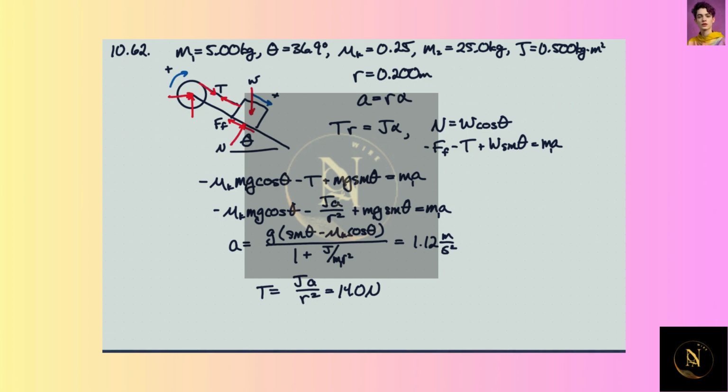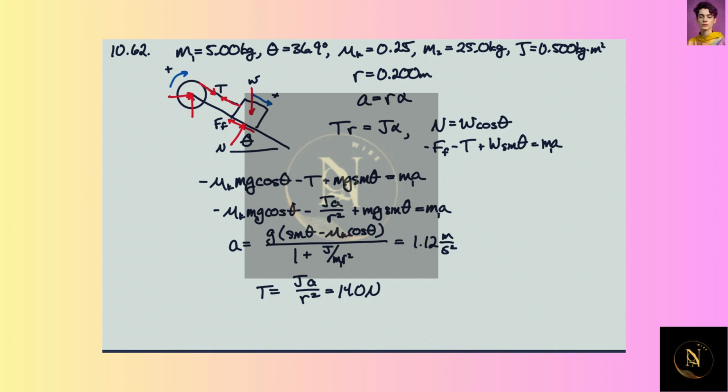Now we have this system where we have a block sliding down this incline. The incline is at 36.9 degrees with the horizontal. And it's connected to a rope that is then spooled around a pulley here. And so this thing rotates as this thing moves down.